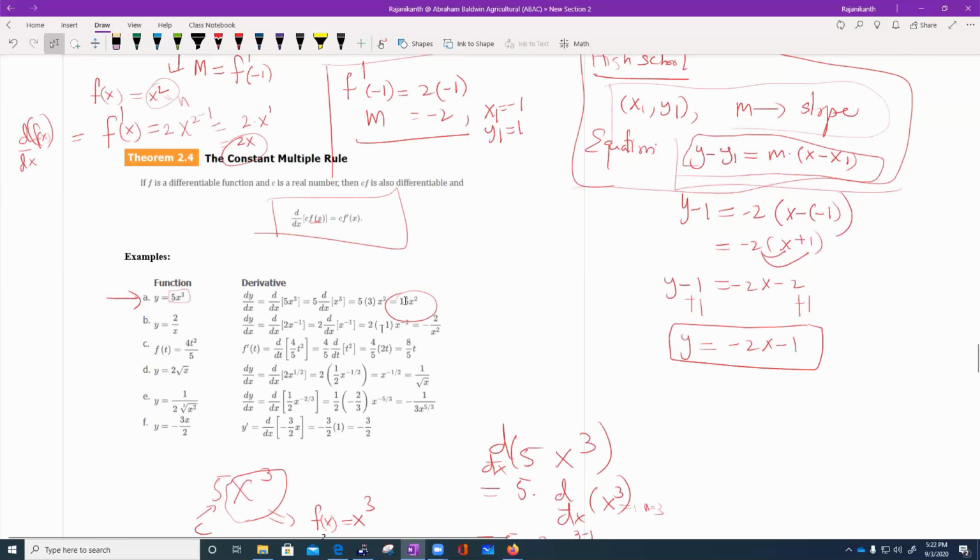Okay? So simply I'm telling you, if you have a constant multiple inside the function derivative, simply pull out that constant in front of the derivative. Then you just focus on only the function derivative. Then after getting the function derivative answer, simply multiply with that constant. Okay. So the second one is also the same thing. The constant is 2. So you pull 2 outside and just find the derivative of x to the power minus 1.